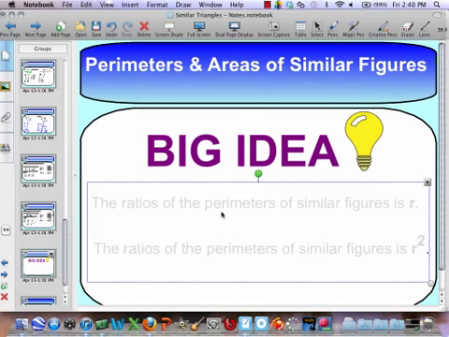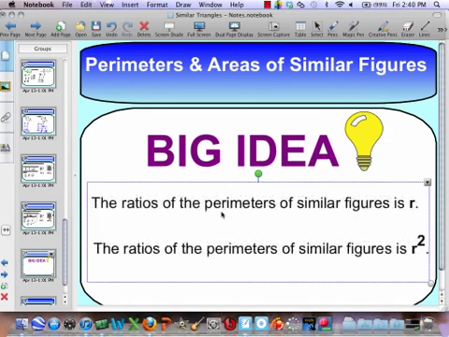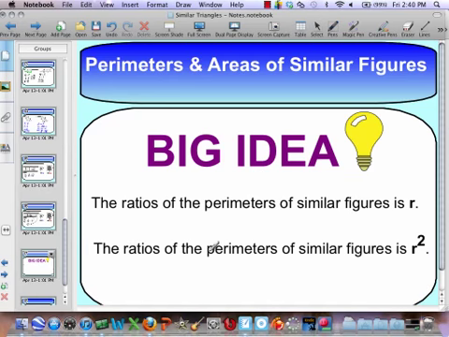The ratio of the perimeters of similar figures is R. Whatever the ratio is, it's the same thing for the perimeters. But the ratio of the areas is the square of the ratio. The ratio squared. So, I mean, it kind of makes sense.